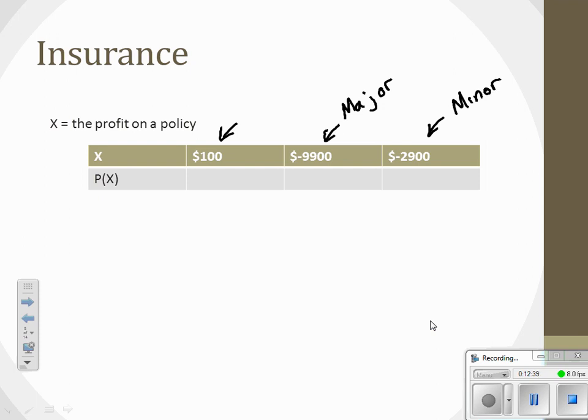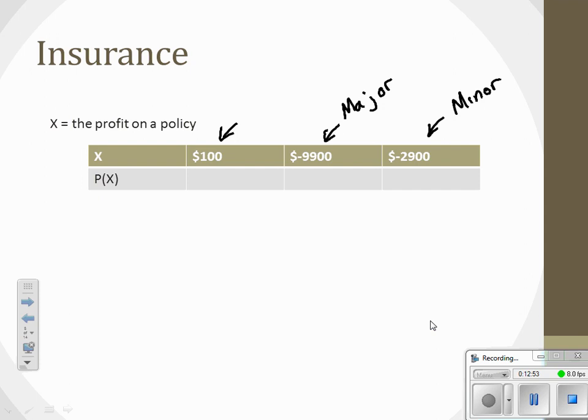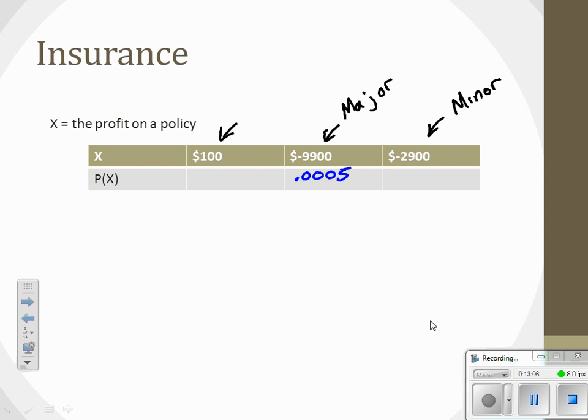So the probability that these things occur, what we saw from before, right, that the major is 1 out of every 2,000. So 1 out of 2,000 would be 0.0005. And minor policies, 1 out of every 500. So 1 out of 500, 0.002. And because we know that these three values have to sum to be 1, we know this is 0.9975. All I did was subtract the previous two values from 1.